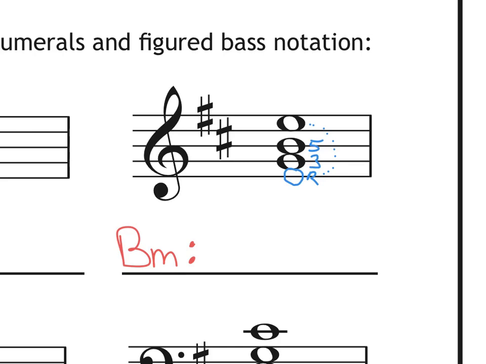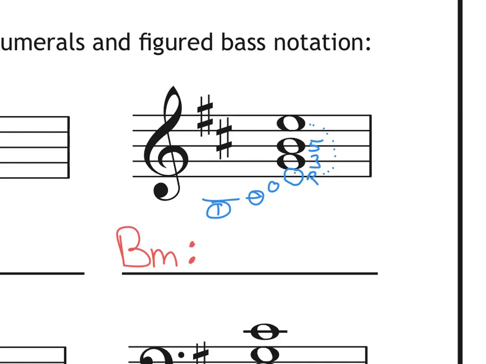Now, back to labeling it. I need to use Roman numerals and figured bass. So I need a Roman numeral, which I figure out by knowing what scale degree my root is. This is the note E. In the key of B minor, what scale degree is E? Well, I'll do my little walk up again. Here's a B below the first ledger line. Scale degree 1, scale degree 2, scale degree 3. This is scale degree 4.